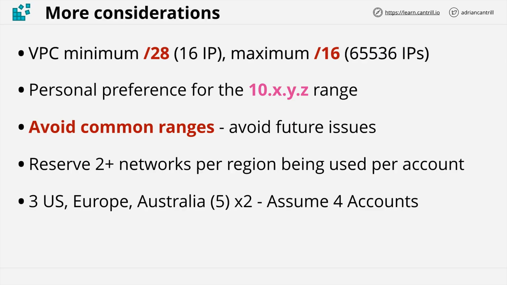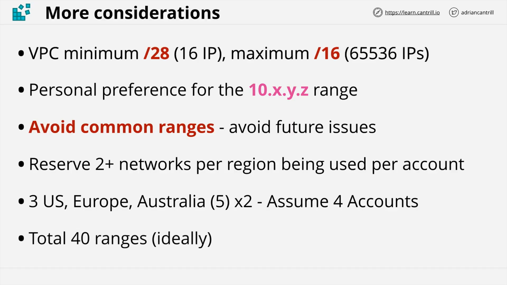We want to have 2 ranges in each region, so that's a total of 5 times 2, so 10 ranges. And we also need to make sure that we've got enough for all of our AWS accounts, so I'm going to assume 4 AWS accounts. So that's a total number of IP ranges of 2 in each of 5 regions, so that's 10, and then that in each of 4 accounts, so that's a total of ideally 40 IP ranges.